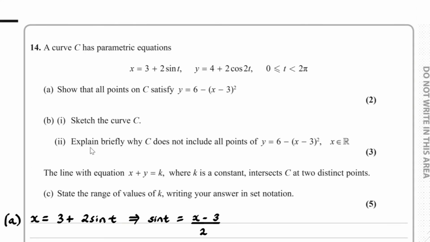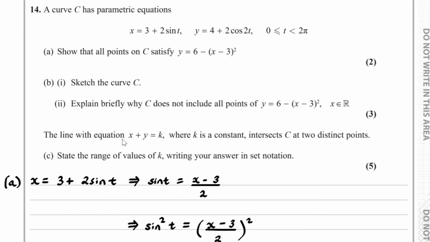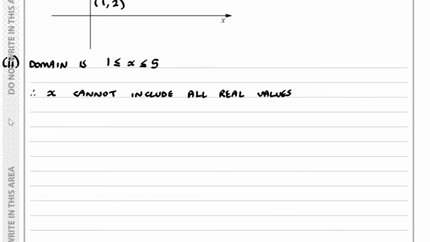Now for part C of the question, the line with the equation x plus y equals k, where k is a constant, intersects C at two distinct points. You have to state the range of values of k, writing your answers in set notation. Well, for part C, we know that x plus y is equal to k. And if we rearrange for y, y is equal to k minus x.